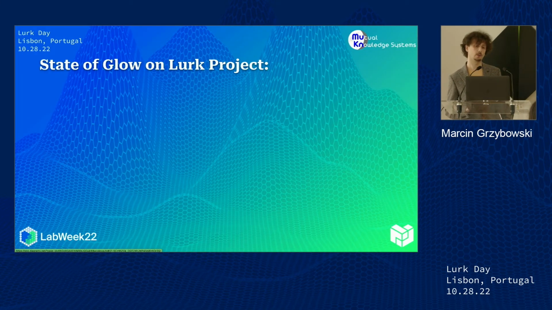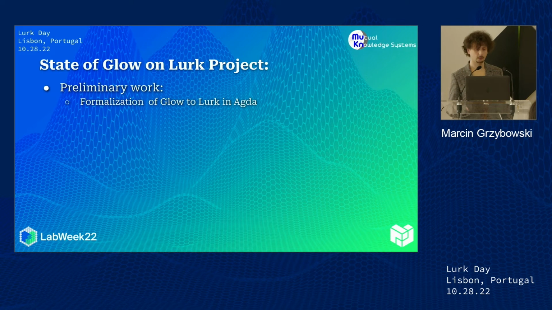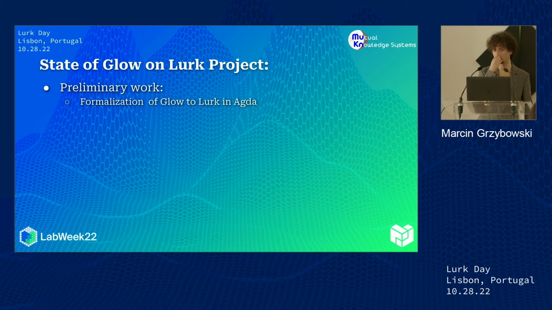Okay, so we started the Glow on Lurk project in March of 22. We started with formalization of Glow to Lurk in Agda. We already had the formalization of our language Glow developed in Agda, which let us make sure of correctness, because we are introducing many levels of abstraction. We have a high-level language, so the semantics is complicated and it differs from backend to backend. The goal of our formalization of Glow was to make sure that for all those backends, the semantics is the same, and that by shielding this complexity from the developer, we didn't introduce any errors.